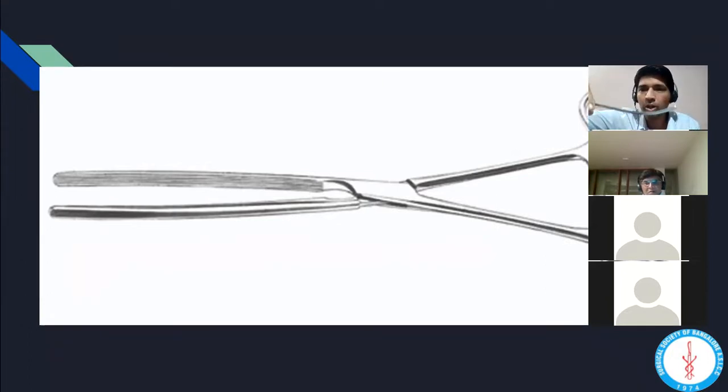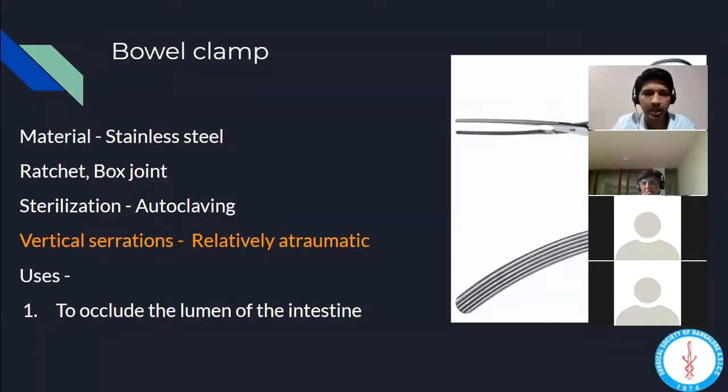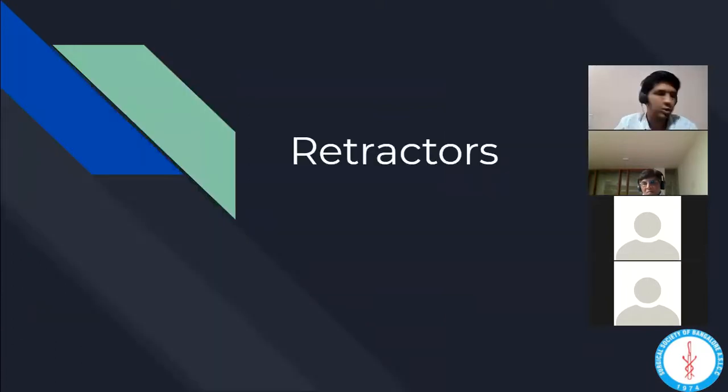Second thing is, don't close it and try to pick up the intestine with this and bring it to the surface of the wound. The intestine will end up slipping out of it, and you'll end up having soiling of the intestinal contents inside the abdominal cavity. The rest of it will remain the same as we have discussed about the other instruments.